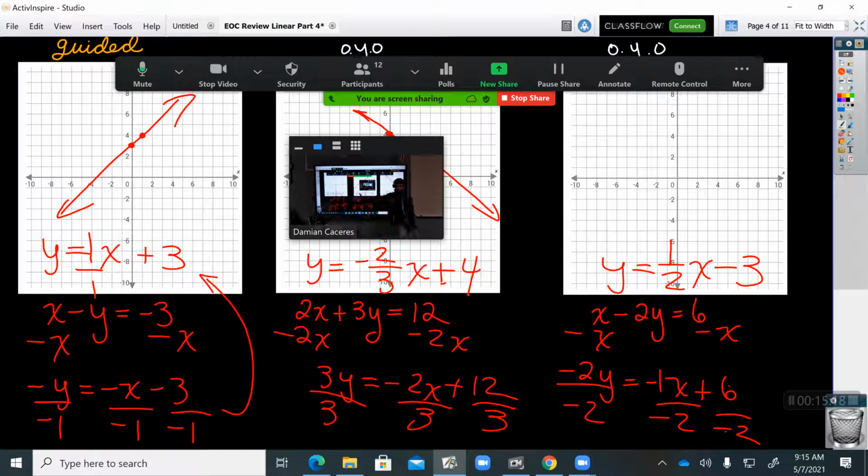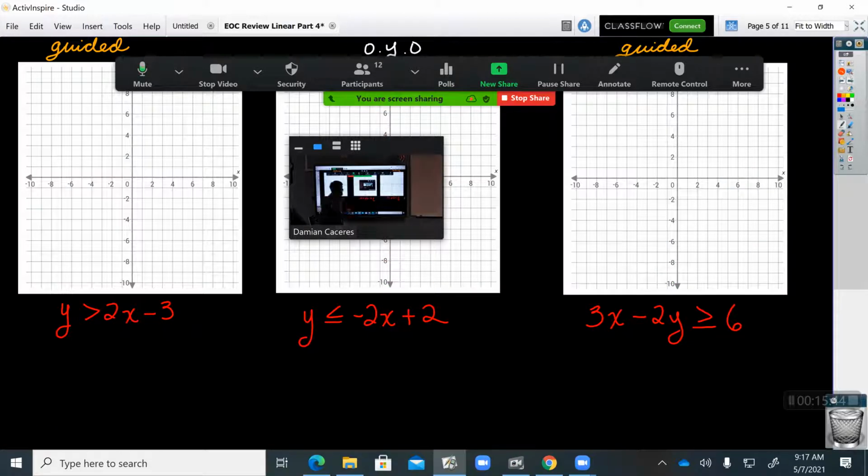Now we have something we can graph. First dot goes on negative 3 because that is your y-intercept. And now the slope is 1 over 2, so we go up 1, right 2. Up 1, right 2. Copy down the work, and then we'll move.